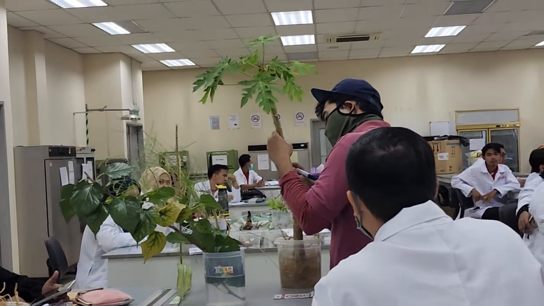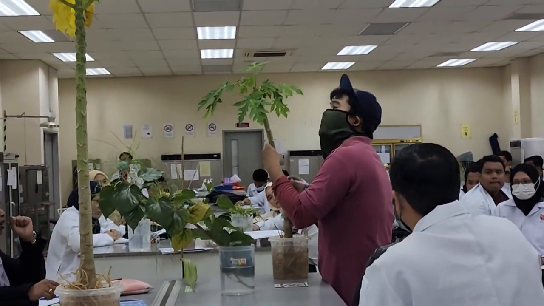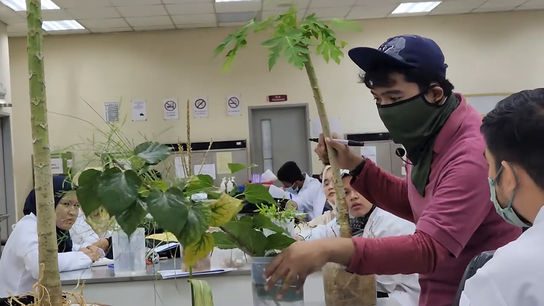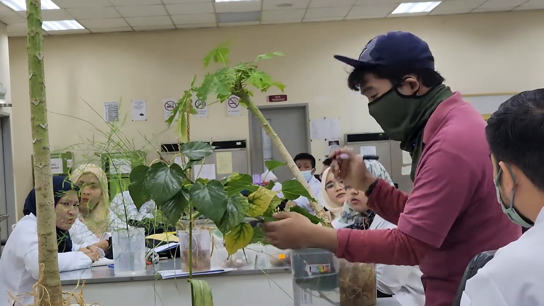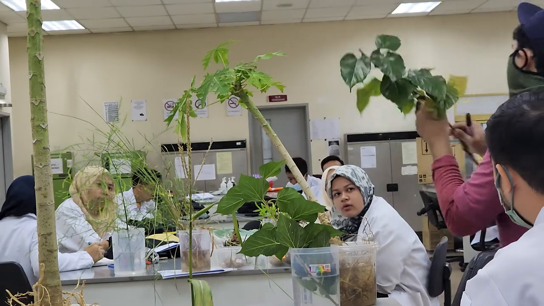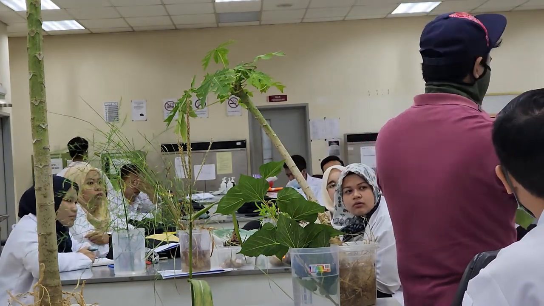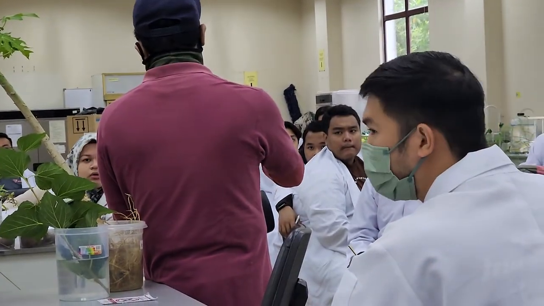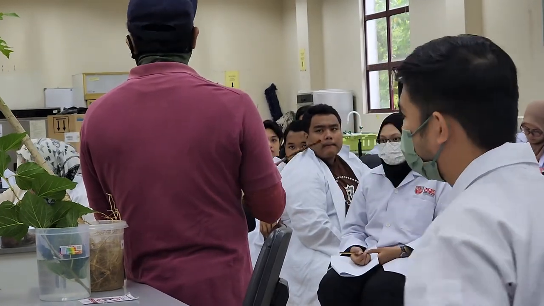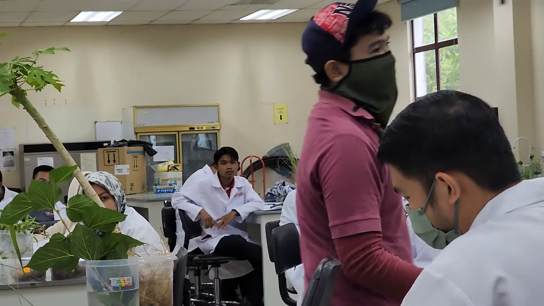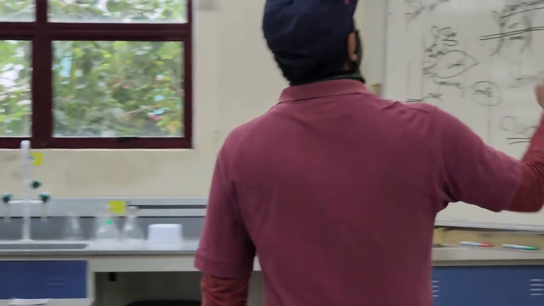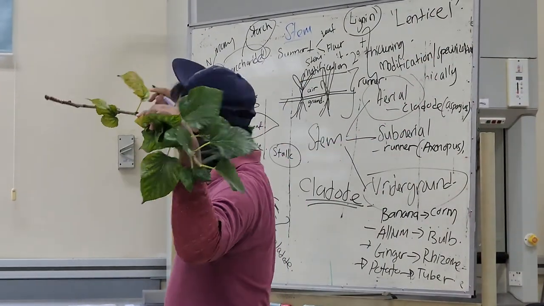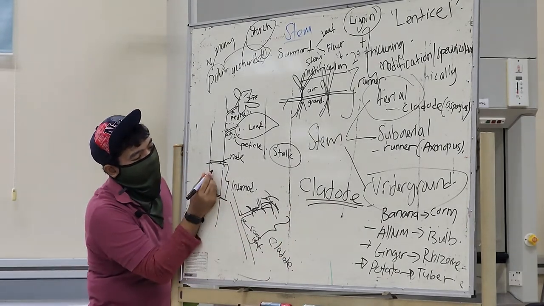Okay. I want to show you this. I think this is even clearer. This is mulberry branch, the stem of the mulberry. You can see there are some bumpy dots on the stem. What are those? These are not warts. These are specialized structure that is called lenticel.